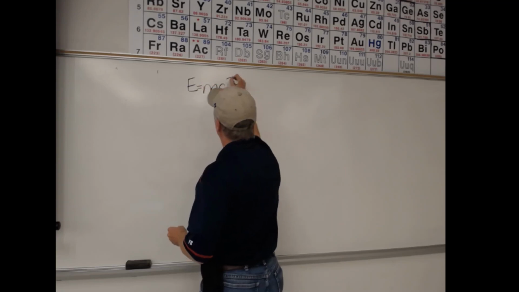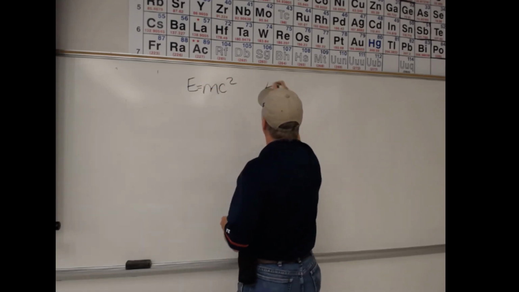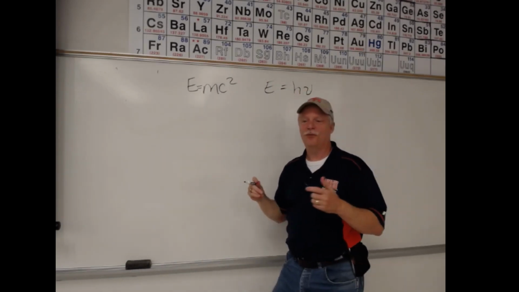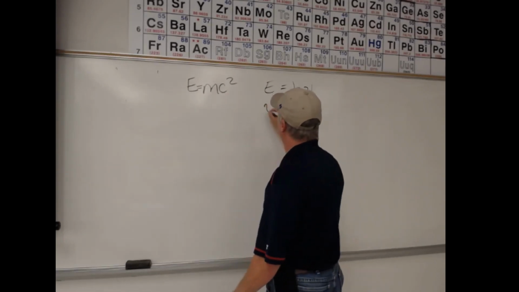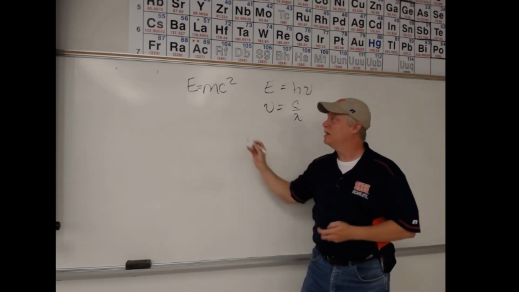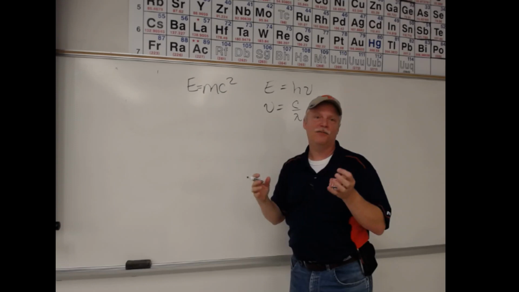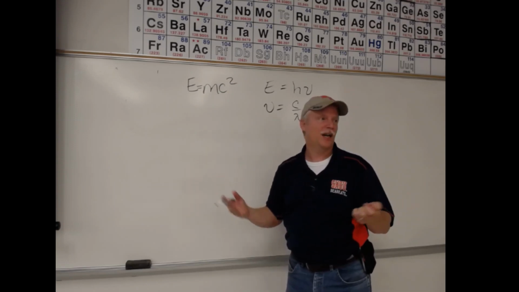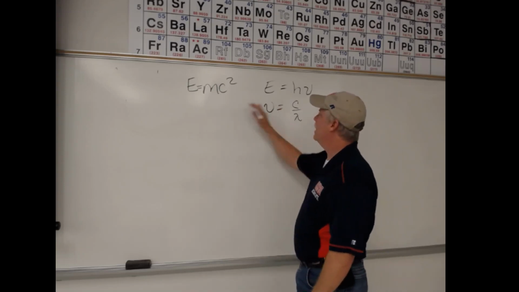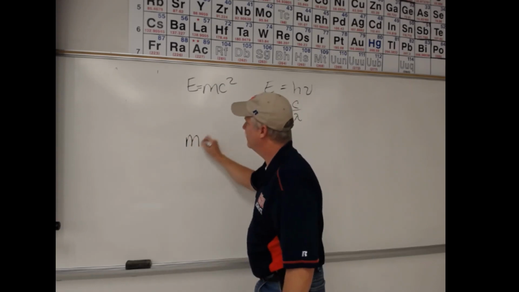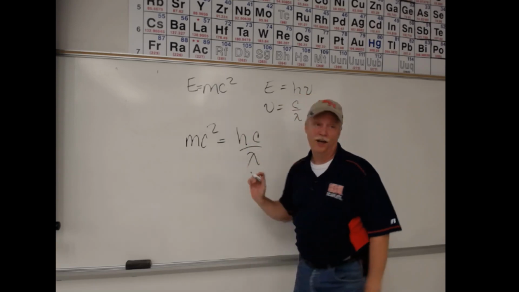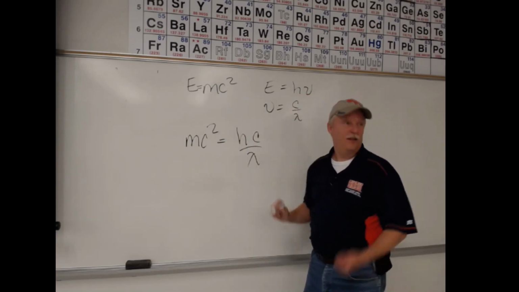And E equals h nu. Okay? So we have all of these three relationships, and this c will become a velocity, like if you're driving down the road at 70 miles an hour, then it's not the speed of light, it's 70 miles an hour, which you can convert to meters per second, etc. And so we have energy equals energy, so we can have mc squared is equal to hc over lambda.